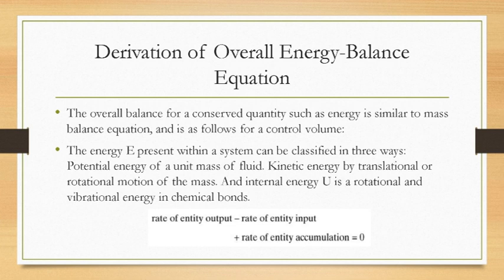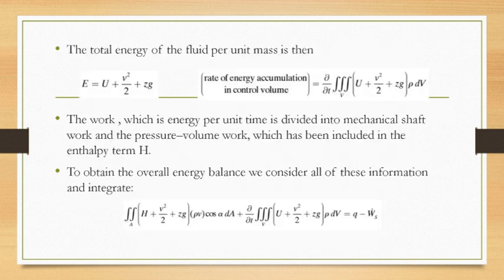On derivation of the overall energy balance equations, the overall balance for a conserved quantity such as energy is similar to the mass balance equation, and it follows for a control volume. The energy E within a system can be classified in three ways: potential energy, which is per unit mass of fluid; kinetic energy, by translational or rotational motion; and internal energy, that is rotational and vibrational energy in chemical bonds. We also have to take into consideration that the rate of energy output minus the rate of energy input plus the rate of energy accumulation is equal to 0.